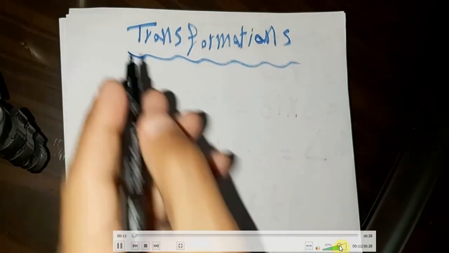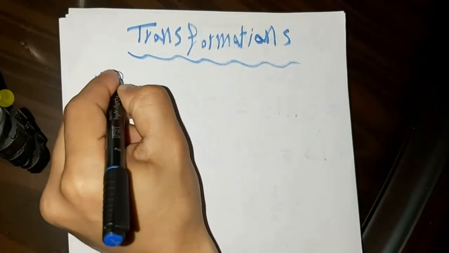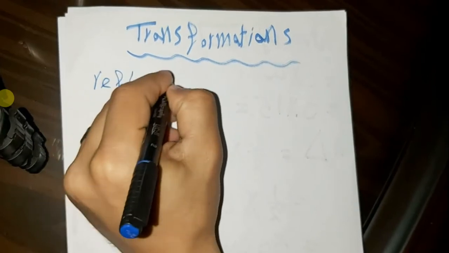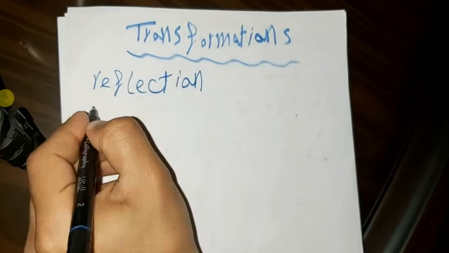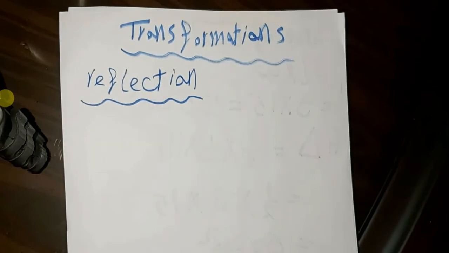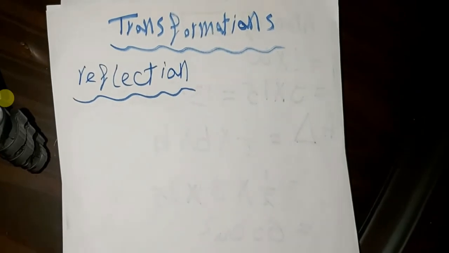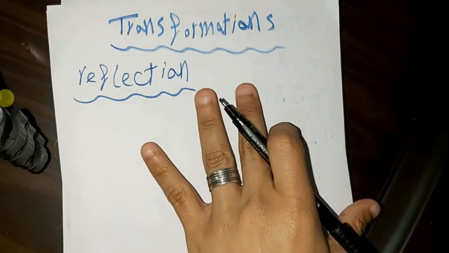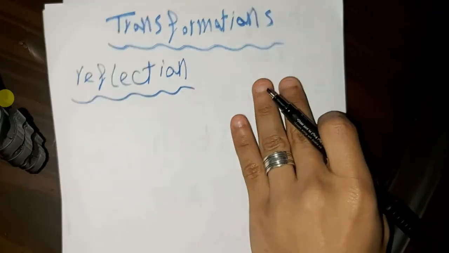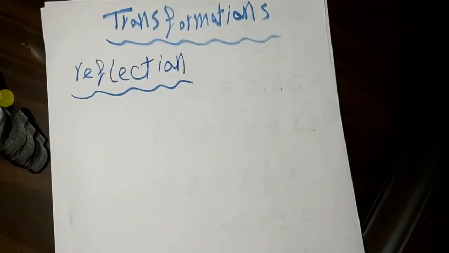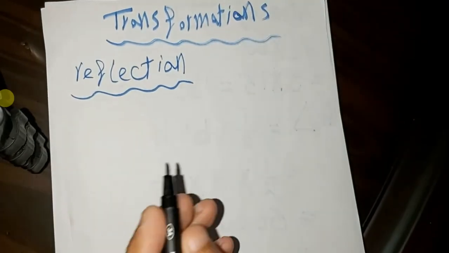Reflection. In our last part, we were talking about the first transformation, which is translation, where we translate any point to its image. But in this session we're talking about reflection. Reflection is like a mirror, but we will make it in our coordinate plane.